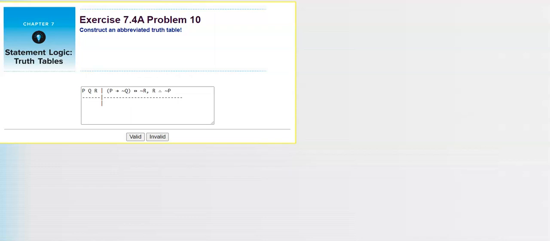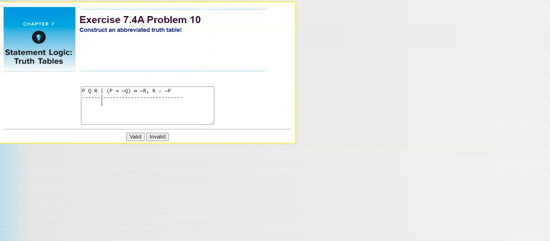Hi everyone. When you're working on an abbreviated truth table, such as this problem, which is 7.4a, number 10 from your homework, the key idea is that you're going to try to find a row of the standard truth table in which the conclusion is false and all of the premises are true. Immediately, if you know that all the premises can be true and the conclusion can be false at the same time, then you know that this is not a valid argument. And that's what you're trying to prove with this abbreviated truth table.